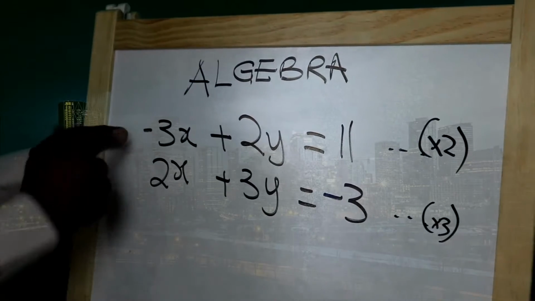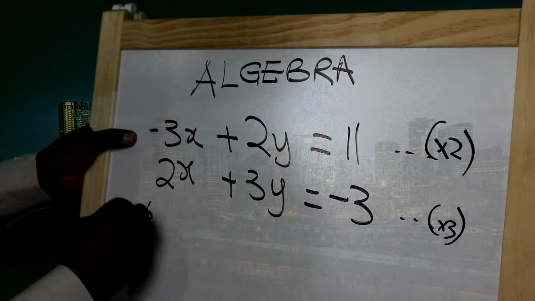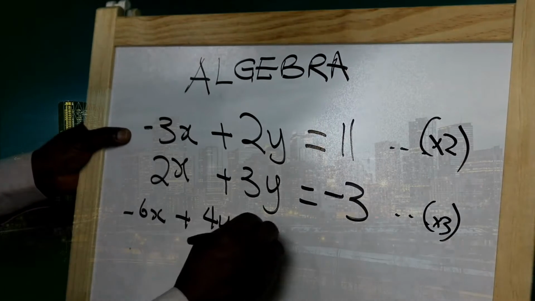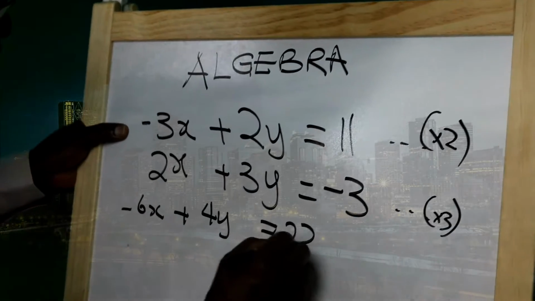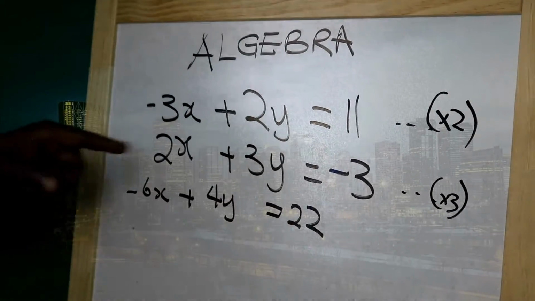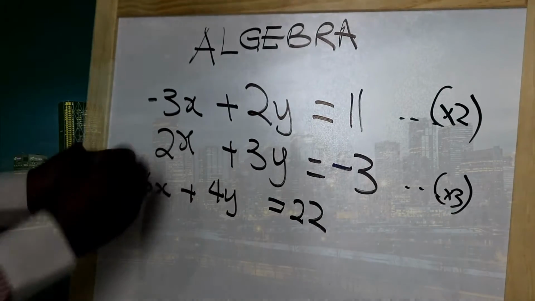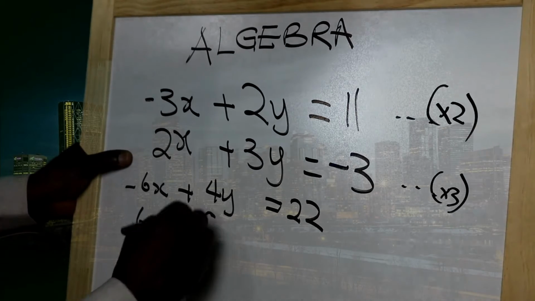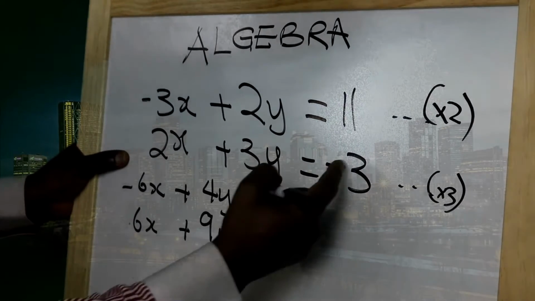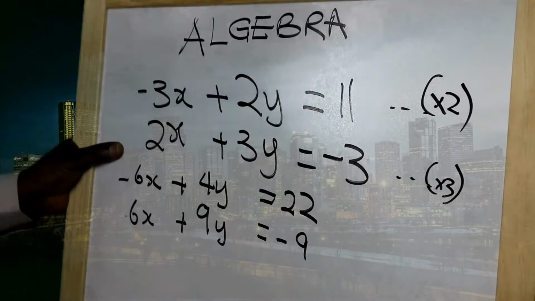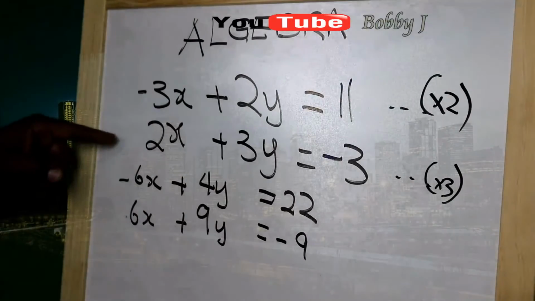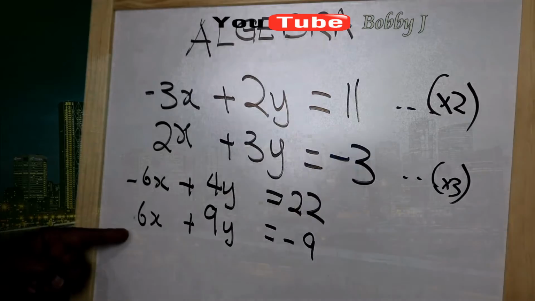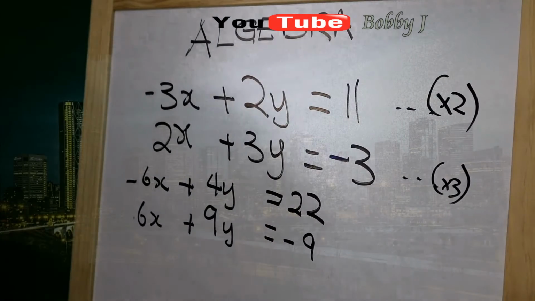When we multiply this by 2, you're going to have negative 6x plus 4y equals 22. And then we multiply this equation by 3. You get 6x plus 9y equals negative 9. Multiply everything by 2, multiply everything by 3 here. The idea is that we want these numbers to be the same but opposite each other. Then when we add, we can eliminate that one.